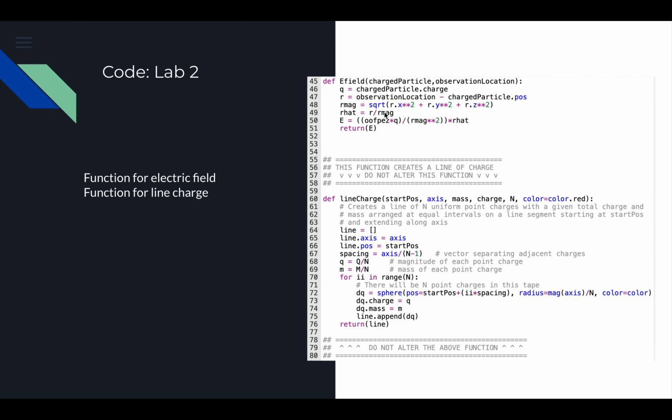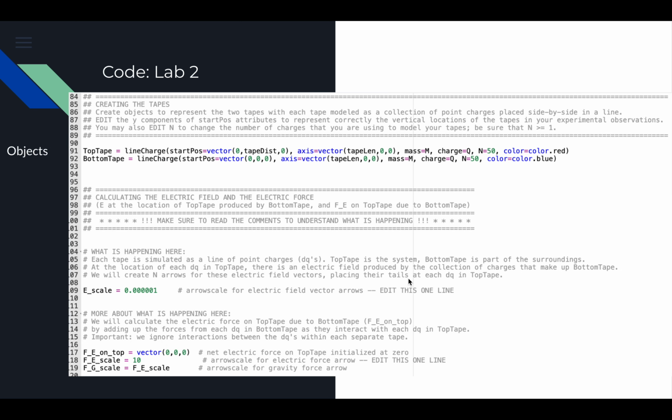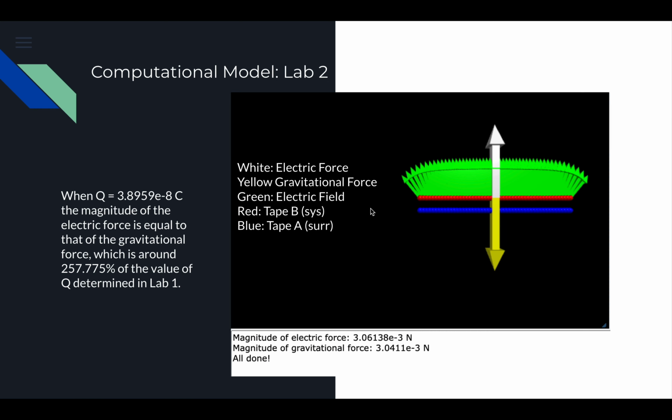Here's the electrical field function, as well as the function used for the line charge. This actually illustrated the line charge as well in the computational model. Here's where we called our objects, so the top tape, the bottom tape, as well as here is our scaling. And here's our nested for loop that we used for superposition. This sums all the charges of the different segments of the tape.